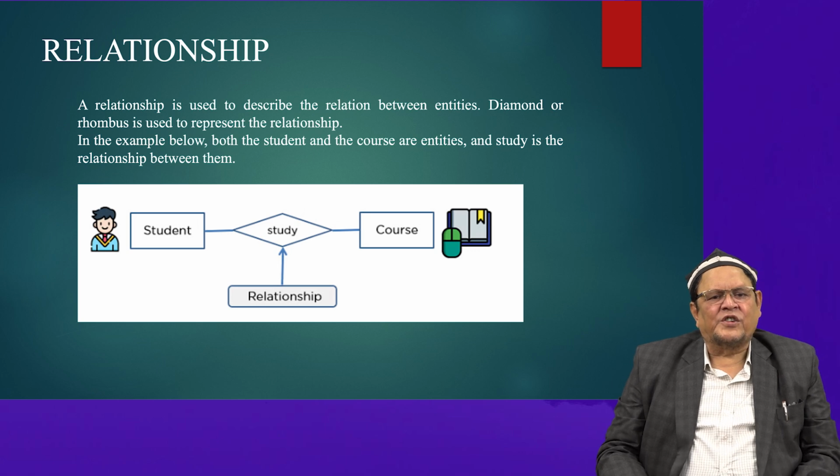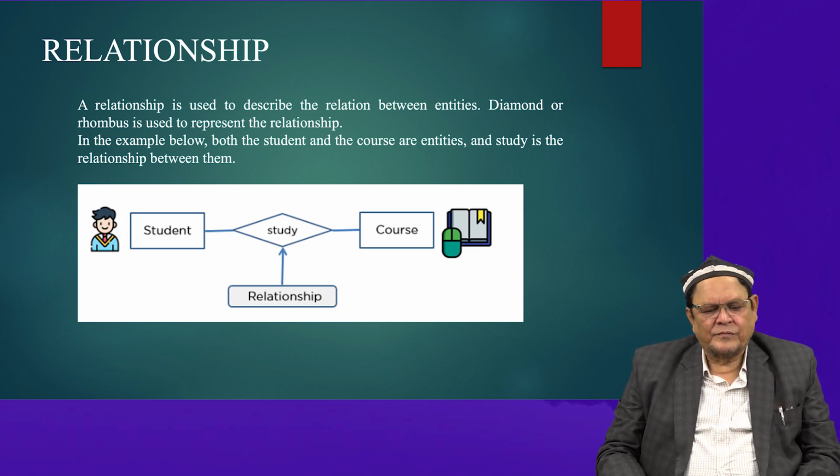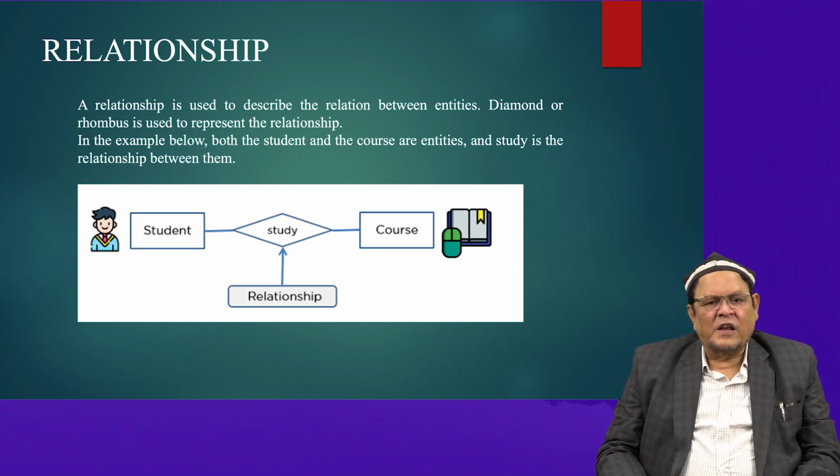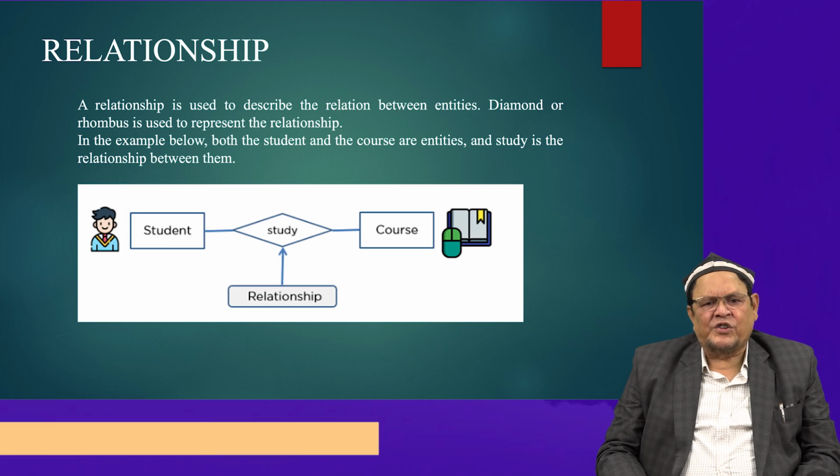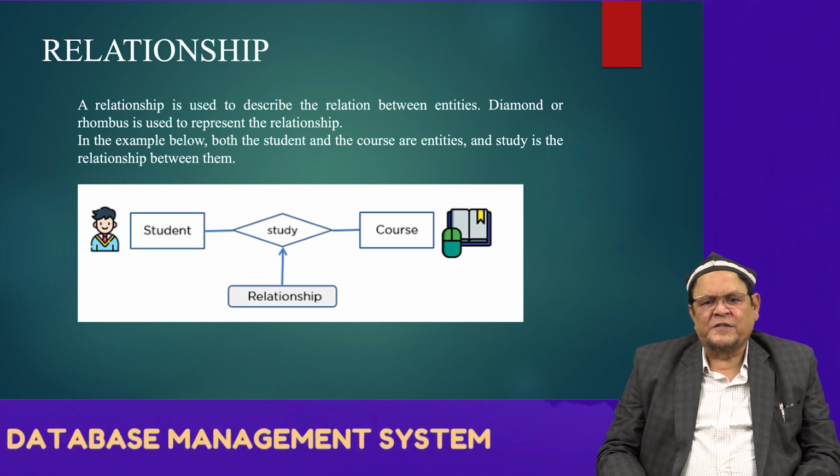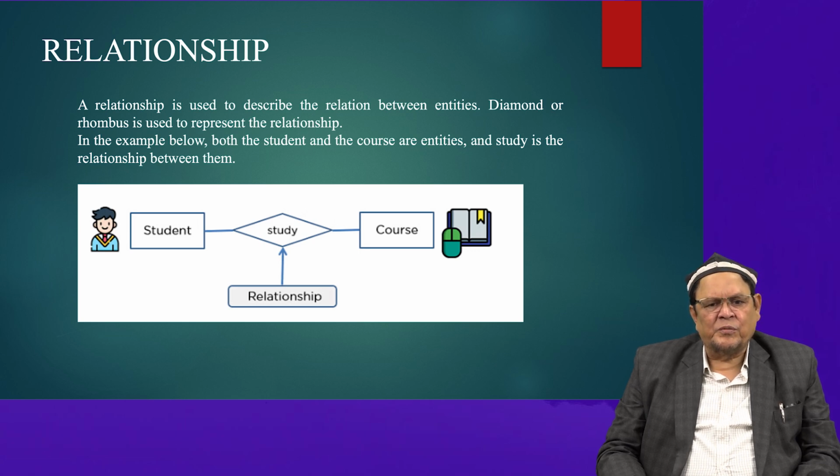The third one is relationship. A relationship is used to describe the relationship between entities. A diamond or rhombus is used to represent the relationship. In the example below, both student and course are entities, and study is the relationship between them.